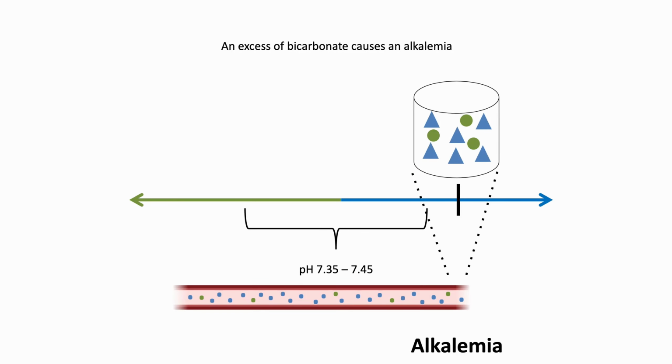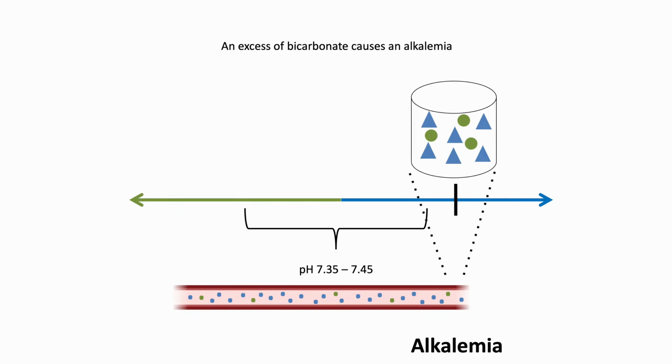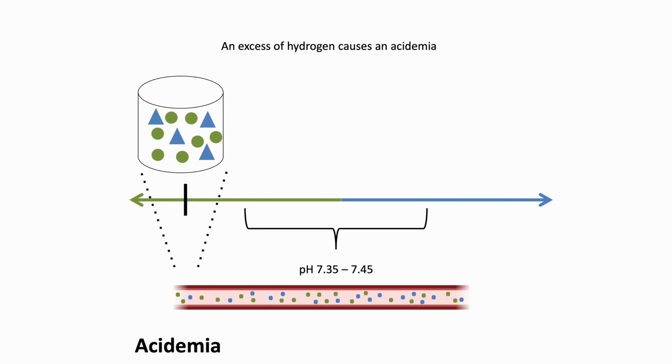An excess of bicarbonate ions results in the higher pH. When the pH of the plasma is above 7.45, it is referred to as an alkalemia. An excess of hydrogen ions results in a low pH. When the pH of the plasma gets below 7.35, it is referred to as an acidemia.